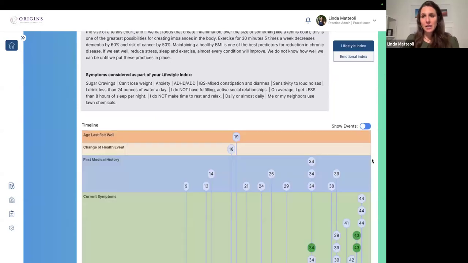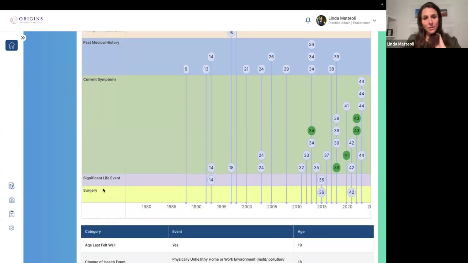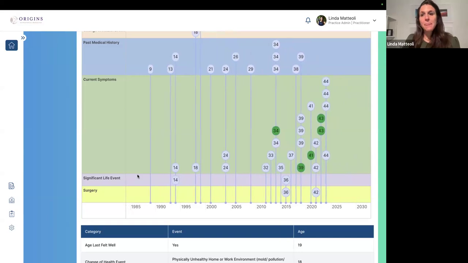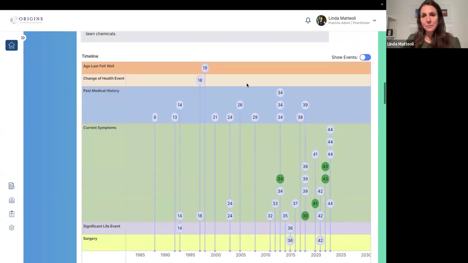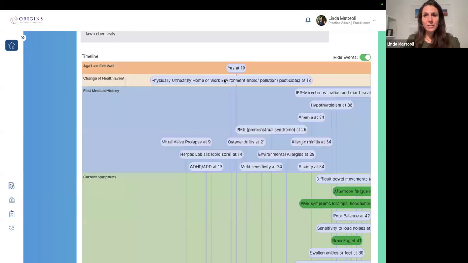This timeline is how we organize the information throughout the patient's life. So we always ask them the age that they last felt well. So this timeline is divided into age last felt well, change of health event, which is that event where the patient noticed that things really started changing for them, their past medical history, current symptoms, as well as significant life events and surgeries.